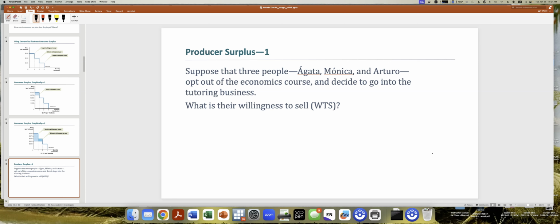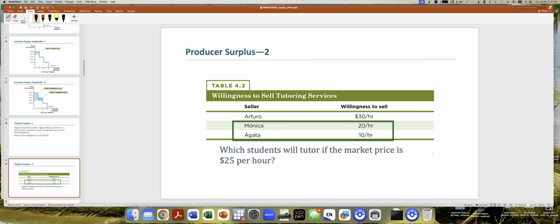In this case, you're going into the tutoring business and their willingness to sell their product. So here we would have a wage being set, and other individuals would be willing to sell the good, for instance, sell their labor services, as long as the wage was greater than their willingness to sell their product.